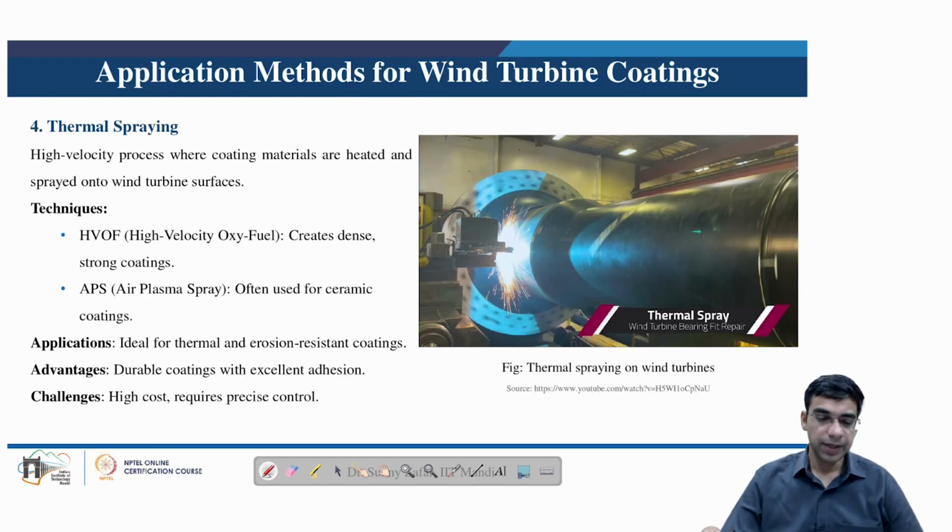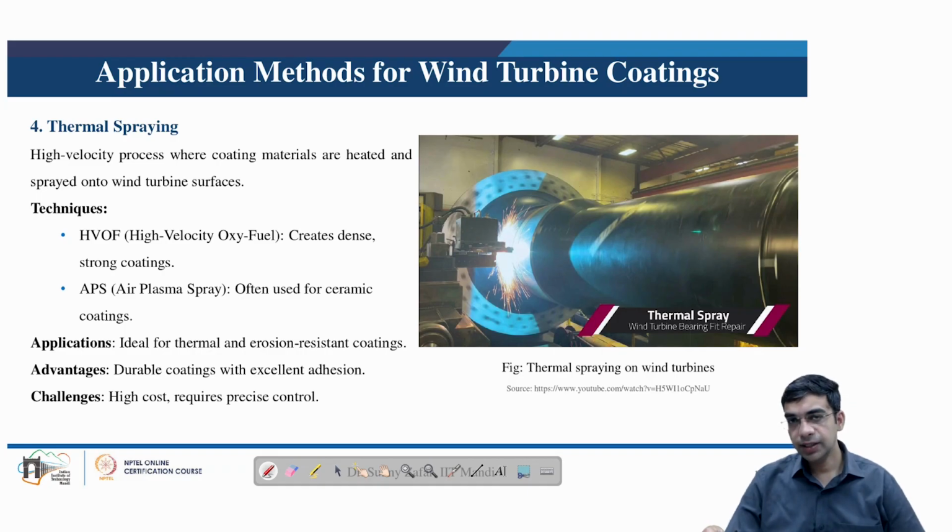Next are the thermal spray methods. So thermal spray methods are widely used on the towers of the wind turbine, where coating material is heated and sprayed onto the wind turbine surfaces. So these include the high velocity oxy-fuel flame and the air plasma spraying.